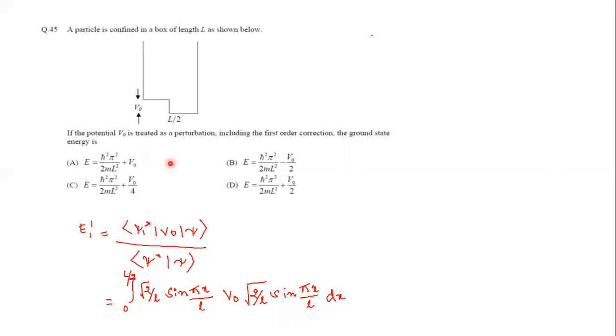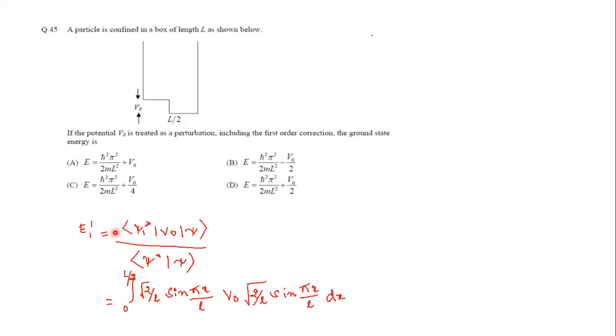Now we need to first calculate the energy correction due to this perturbation potential V naught. Then we need to add the ground state energy plus the extra energy due to the perturbation. That will become equal to the energy of the state. For this, first we should find the first order correction. The first order correction to the ground state can be written as E11, the first order correction corresponding to the ground state.